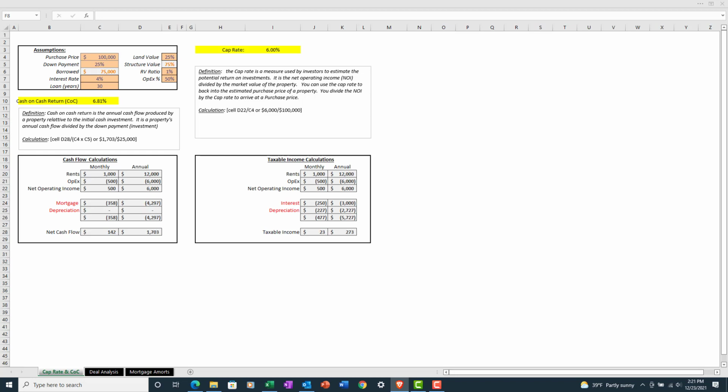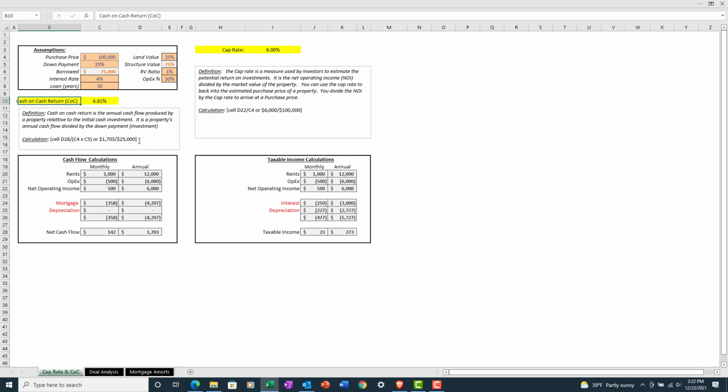So now let's get to the two KPIs that we're discussing today. The first is cash on cash return. You'll see this is highlighted in yellow just below our assumptions area. Cash on cash return is the annual cash flow produced by a property relative to the initial investment. This is calculated by taking your annual cash flow and dividing that by the amount of cash you put into the deal. In this example, we see cash on cash return of 6.81%.